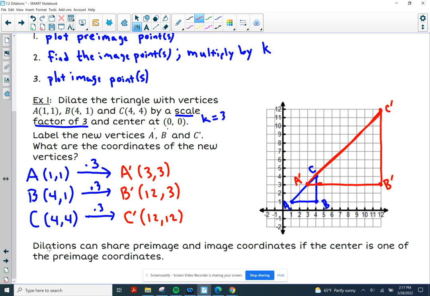Another thing to notice is dilations can share a pre-image and image coordinates if the center is one of the pre-image coordinates. So in other words, we're only going to do dilations centered at the origin. So if I had the origin as one of the points of my triangle, anything times 0, 0 times another number is still 0. That point would not move. Okay.